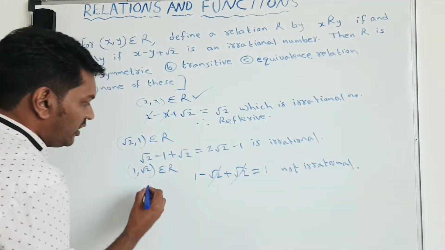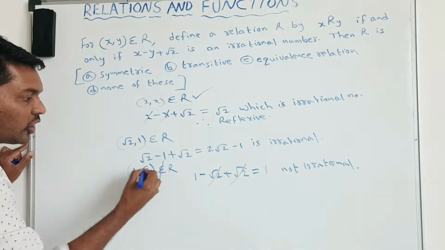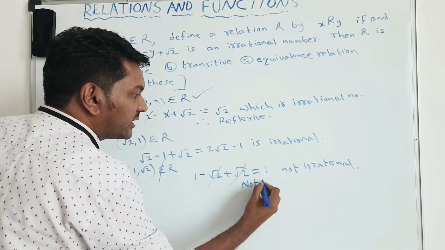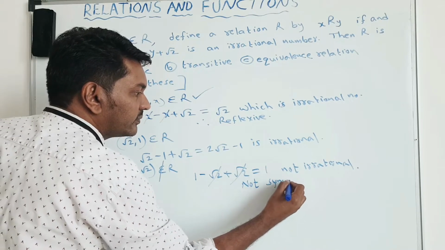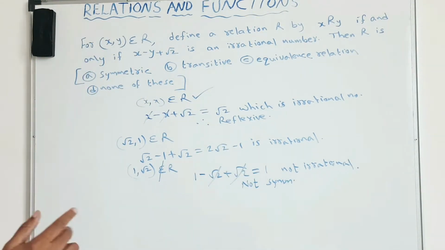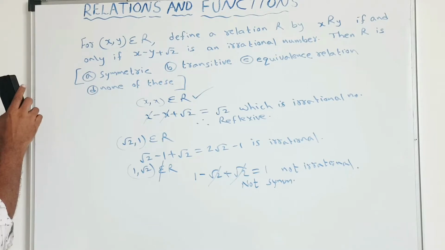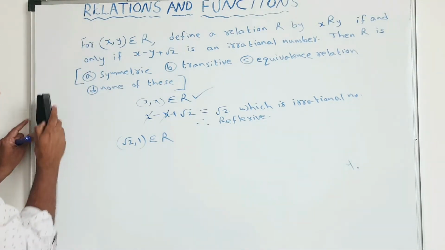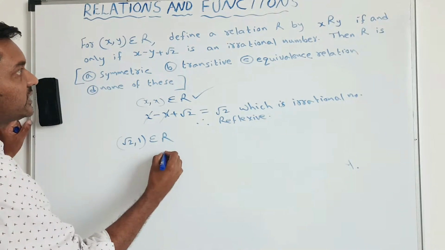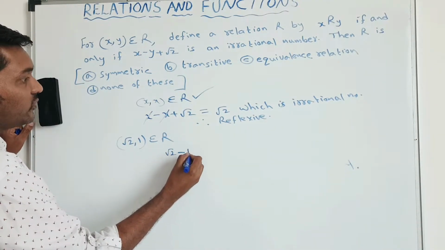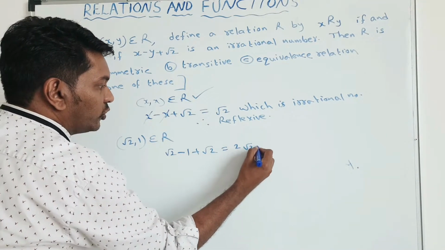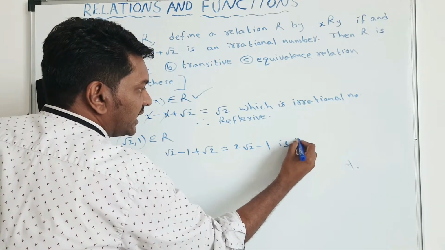So I am getting (1, √2) is not an element of R. Therefore, it is not symmetric. Now I have to see whether it is a transitive relation or not. For that, I am taking an example. (√2, 1) belongs to R, which is |√2 − 1 + √2|. We saw just now that 2√2 − 1 is irrational.